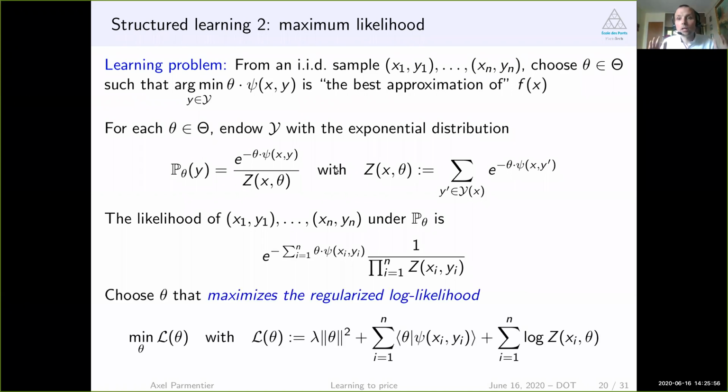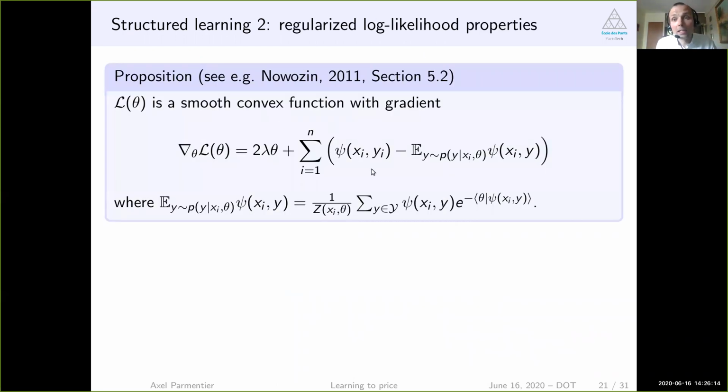And so this way we could recast our problem of approximating a hard problem by an easy one as a maximum likelihood problem, just by turning an instance of the easy problem into a distribution. And then we can use the classical theory about maximum likelihood estimation. We see that the regularized log likelihood is a smooth convex function with a gradient for which we have an explicit formula, and we will just use a BFGS algorithm to minimize that regularized likelihood.